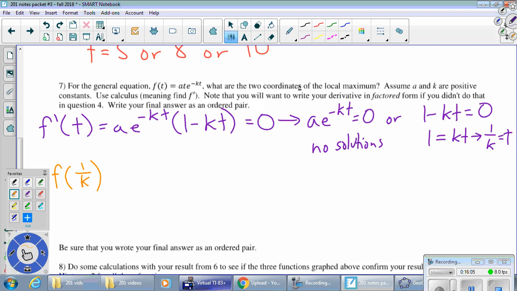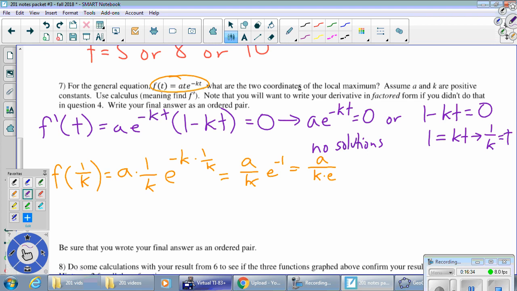So the original function is right here. We're just going to change those t's to 1 over k's. A times 1 over k, e to the negative k times 1 over k. So a over k, e to the negative 1. Now let's put that e on the bottom. So a over k times e. So that right there is the y value.